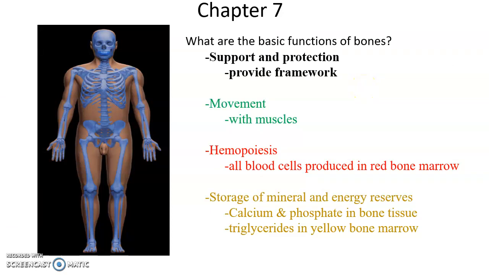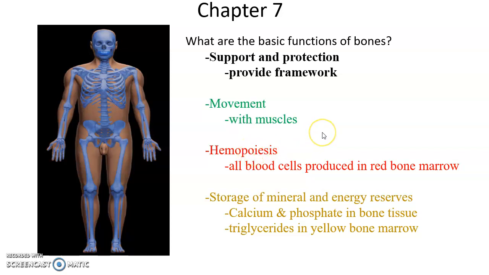Well, obviously, the skeleton provides the framework for our body, and in so it helps to support various structures of the body, such as the brain, organs within the torso, and provide protection for those organs. So the skull protects the brain, the thoracic cage protects the lungs, the heart. The bones are also involved in movement, specifically movement caused by the skeletal muscles.